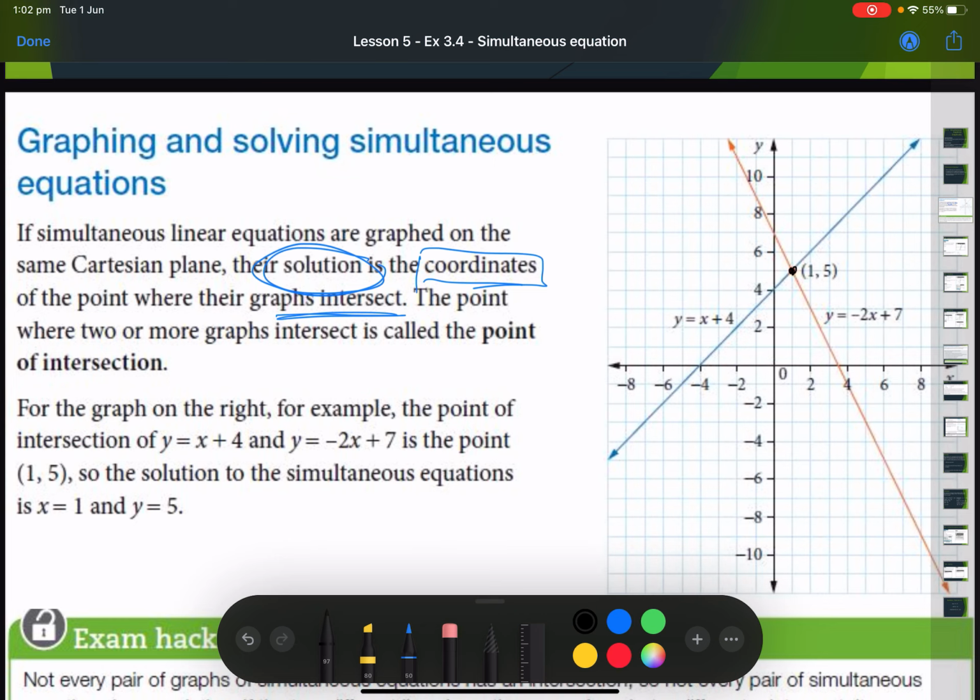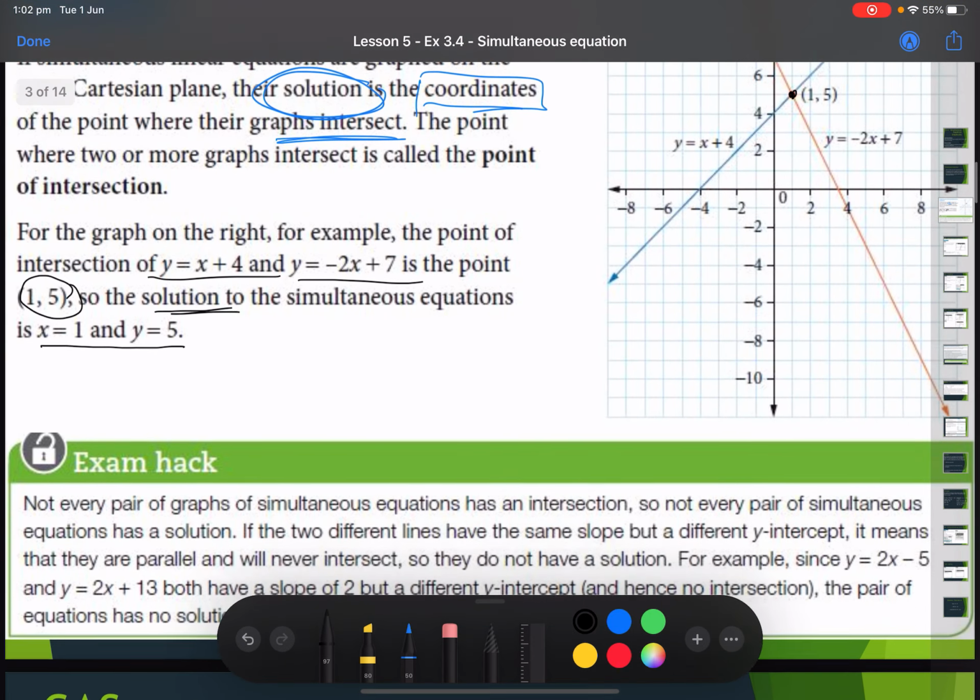For the graph on the right, the point of intersection of y equals x plus 4 and y equals negative 2x plus 7 is at the point 1, 5. So the solution to the simultaneous equations is x equals 1 and y equals 5, which is what we'll be working on.